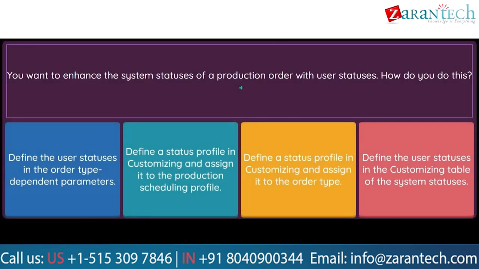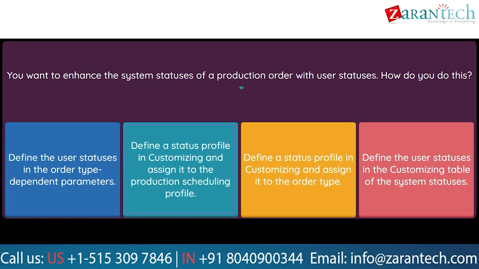Question: you want to enhance the system statuses of a production order with user statuses. How do you do this? Option 1: define the user statuses in the order type dependent parameters. Option 2: define a status profile in customizing and assign it to the production scheduling profile.